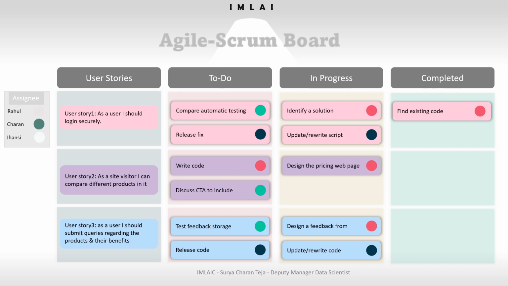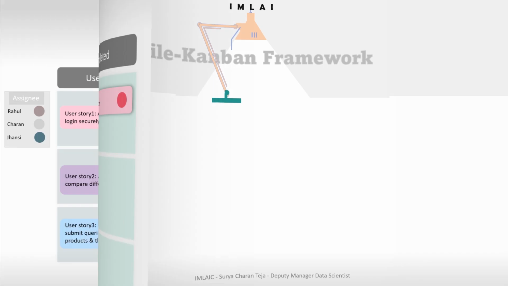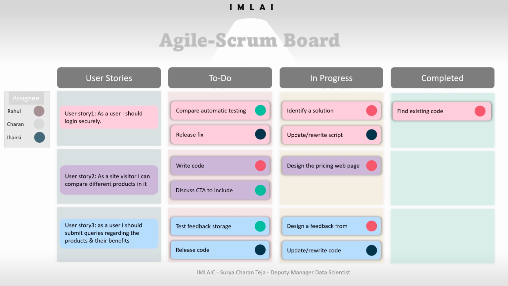This is how you can visualize. It will give you a complete picture of which backlogs are going on, who is working on what, how many tasks are being completed, how many tasks are going on, and how many tasks are yet to be started. So that's how you get a complete picture of the project from the Scrum board. This is how it looks.